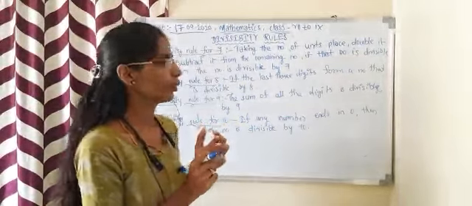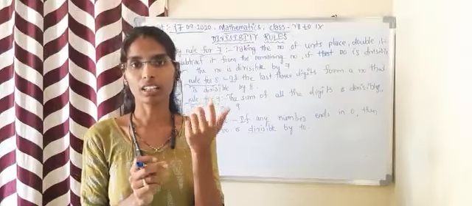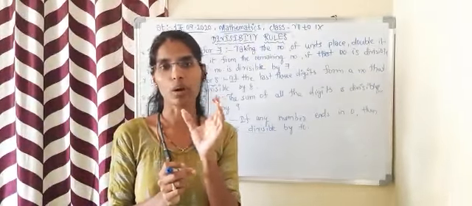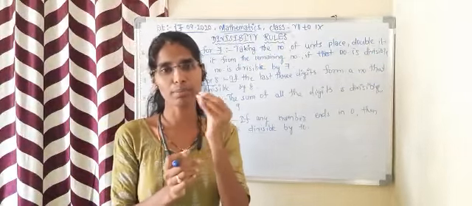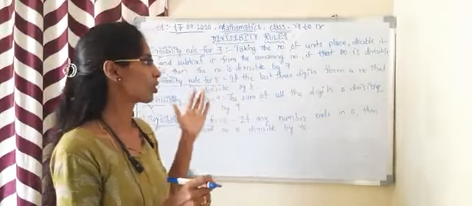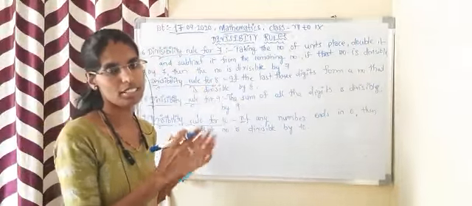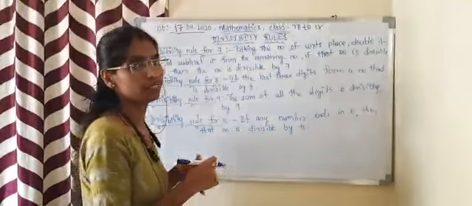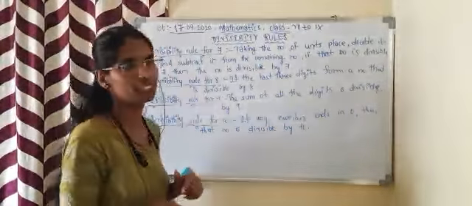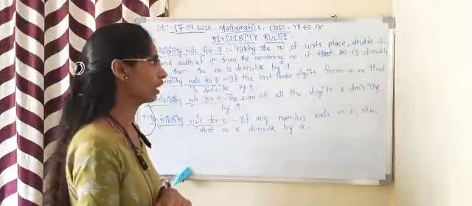Yesterday we saw how, even with bigger numbers, we can divide them using simple tricks. Today we'll learn about a few other rules in the same way, with different numbers. First we'll learn about the divisibility rule for 7.